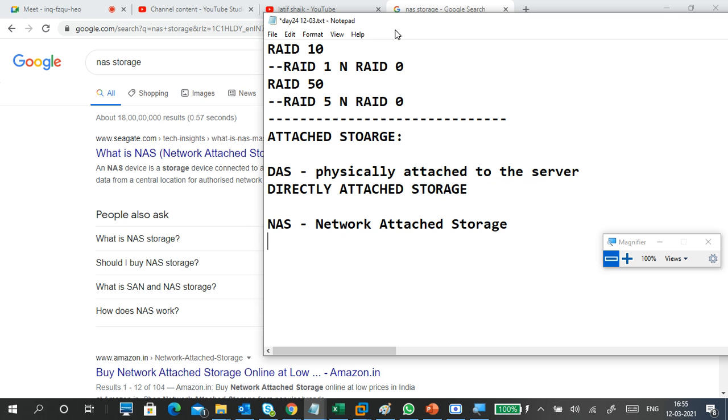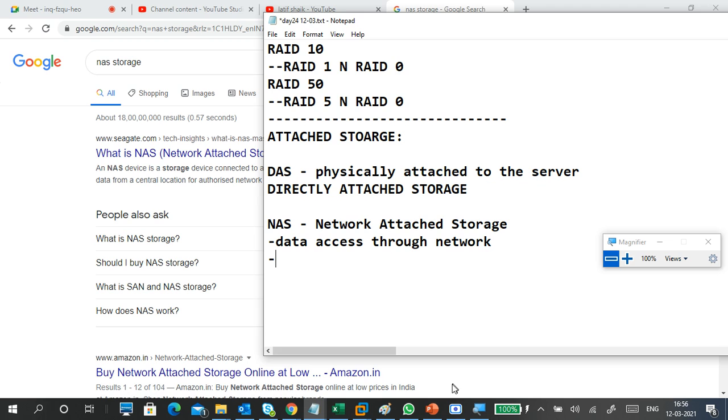What is network attached storage? It means it is not attached to your physical machine. First of all, it is not attached to your physical machine. It is somewhere in the network. We can access the data through the network. Access means both: we can keep the data and we can take the data.